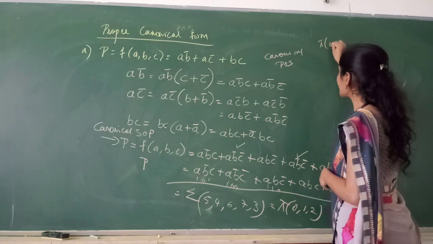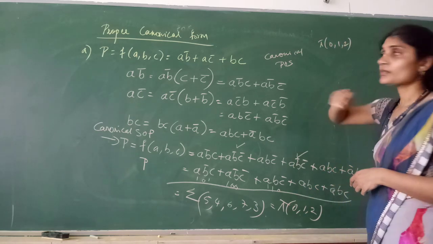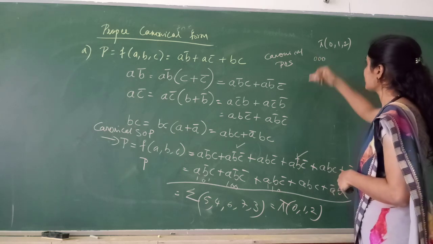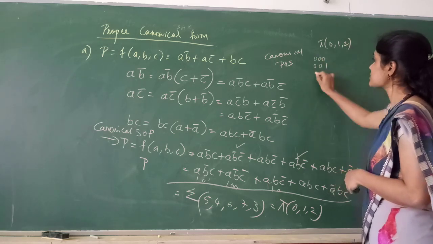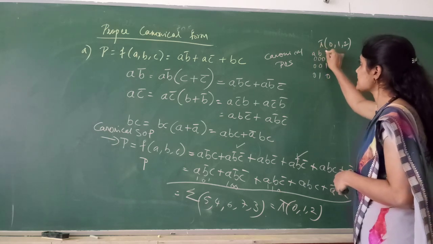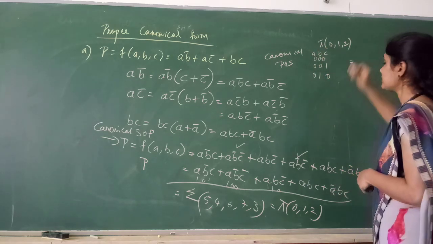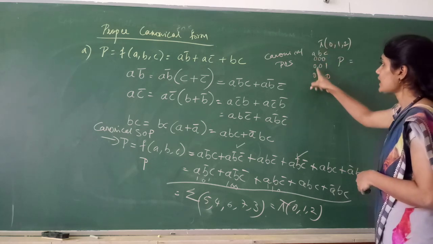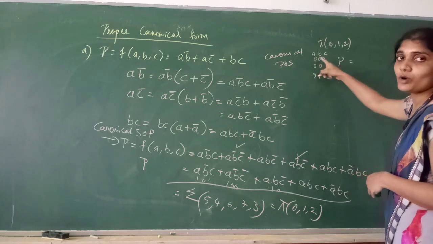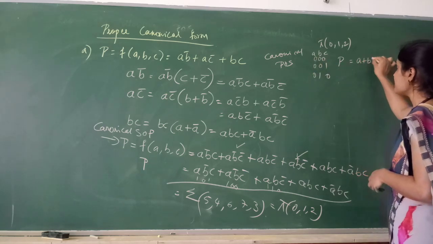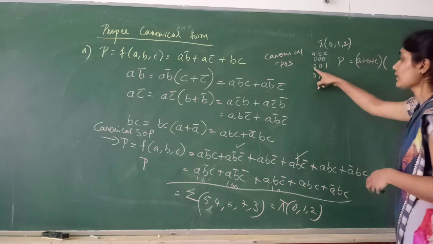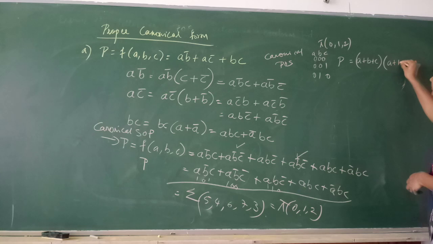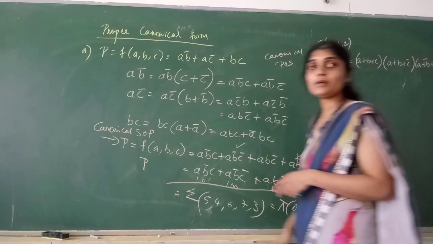So what are the max terms? Pi of 0, 1, 2. What is 0? 0 means 0, 0, 0. What is 1? 0, 0, 1. What is 2? 0, 1, 0. So the input variables are A, B, C. Now write the equation. P is equal to pi of 0, 1, 2. If A is taking 0, what do I write? A. A plus B plus C into A plus B plus C bar into A plus B bar plus C. So this is the canonical POS form.